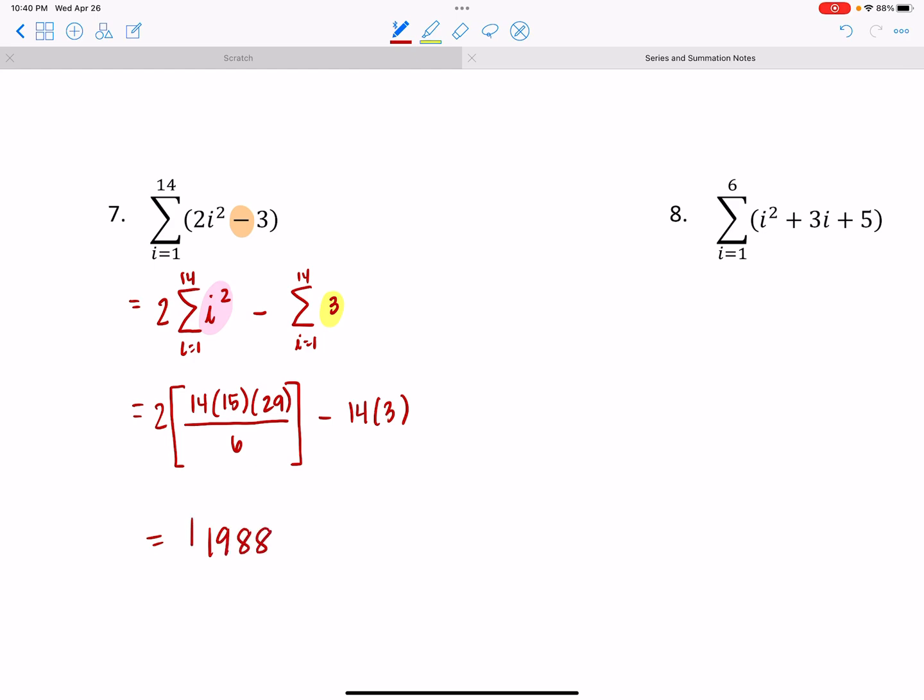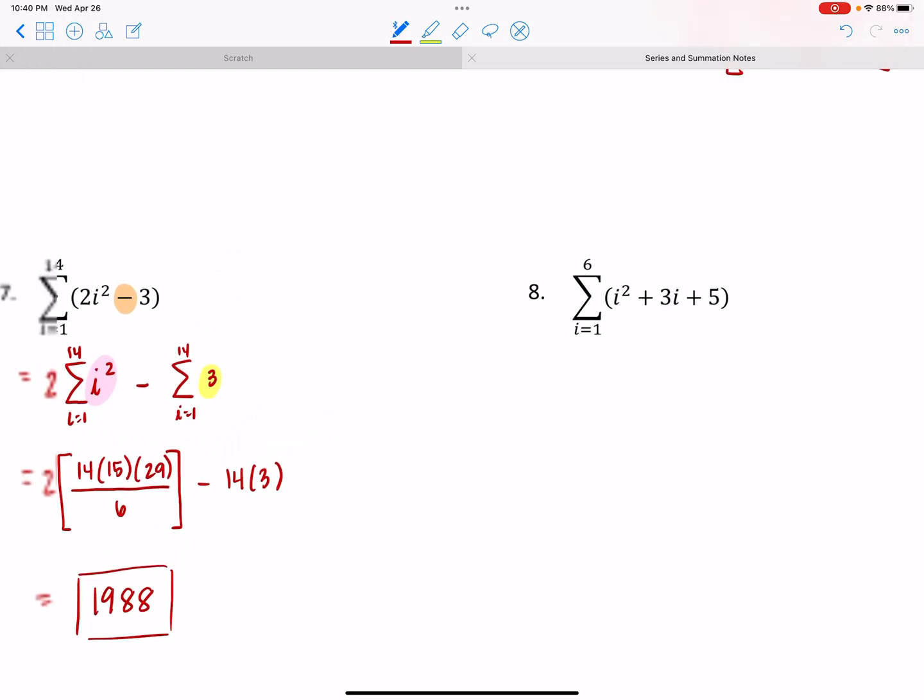So our sum is 1,988. So imagine if we had to expand all those terms out, all 14 of those terms, and then put them together. Quite a large sum would be very tedious, but these properties and rules help us shortcut all of that. Alright, so last one.